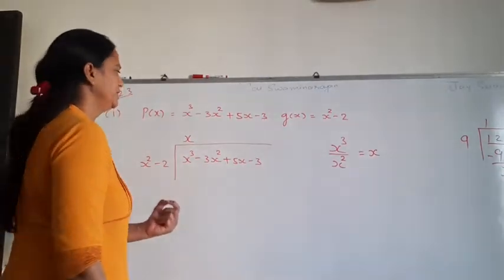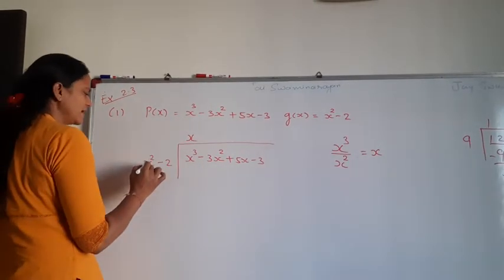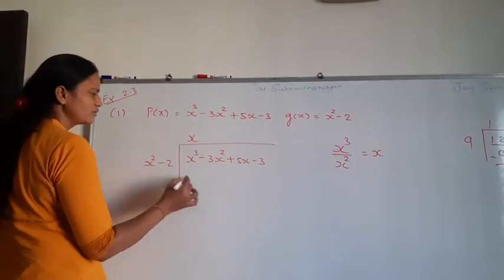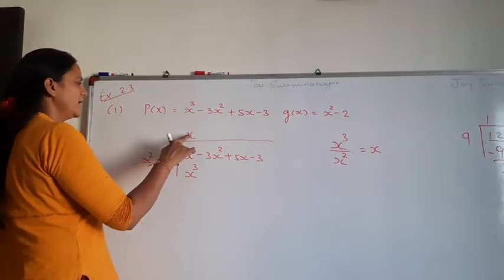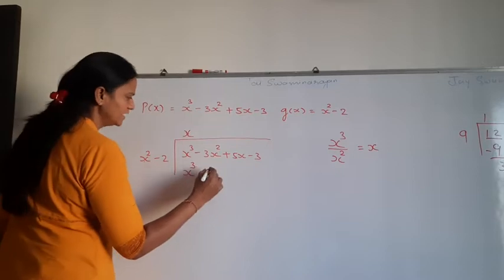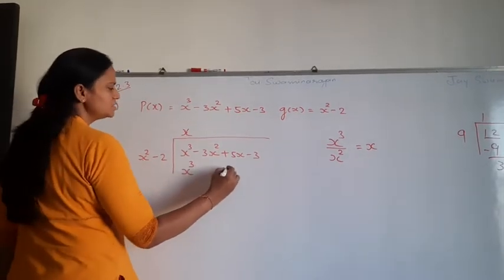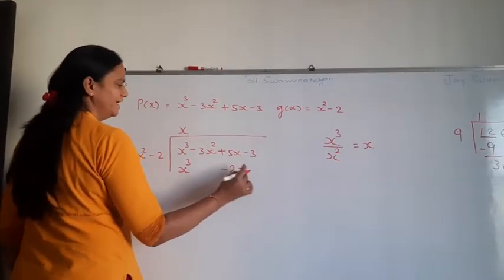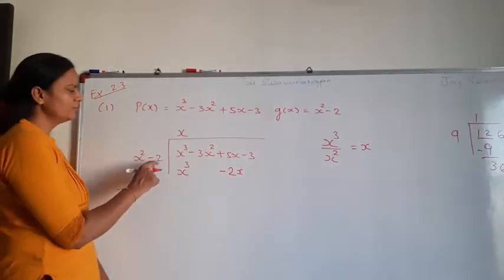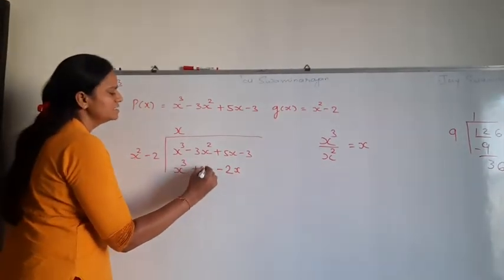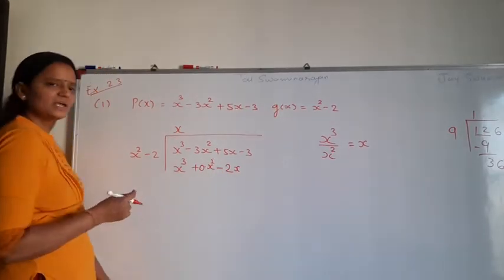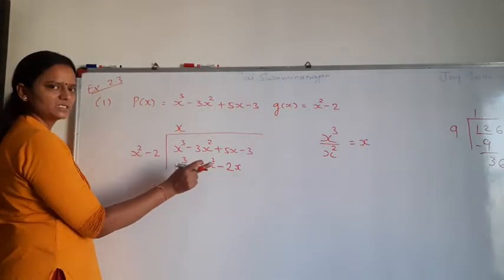Okay, now what will we do? Multiply x by x square. So x into x square is x cube, that we will write here. Again x into minus 2 is minus 2x. So I am writing like terms together. We are not going to get any term with x square, so I will write here 0 into x square, because we don't have any term with x square.